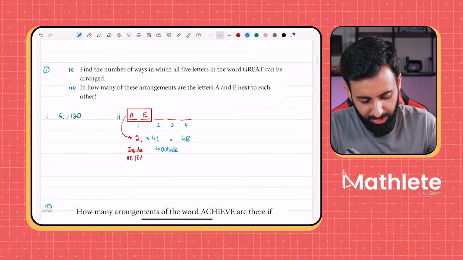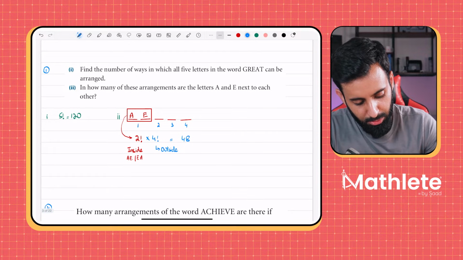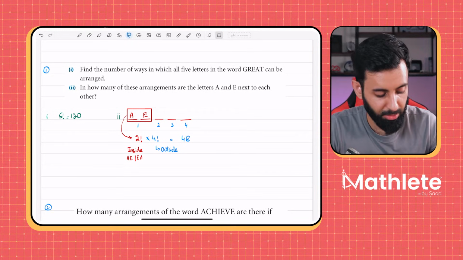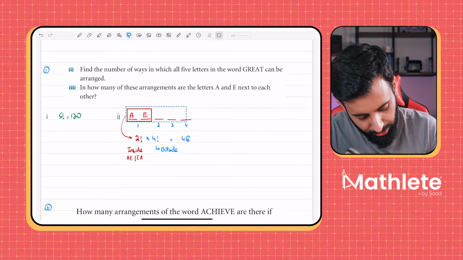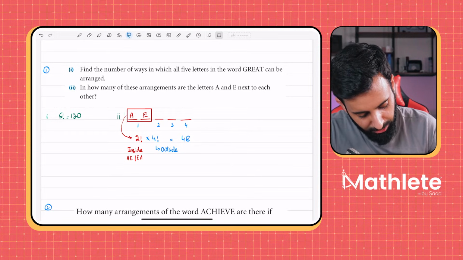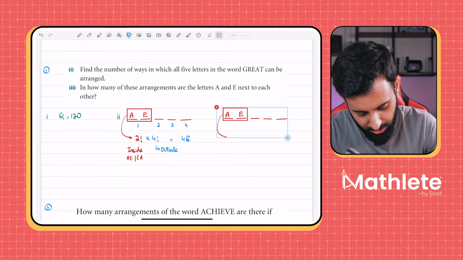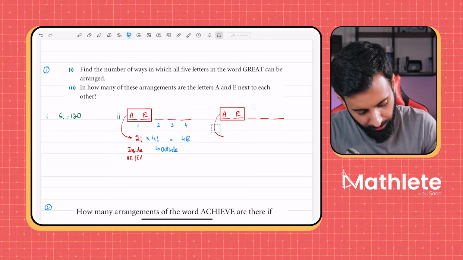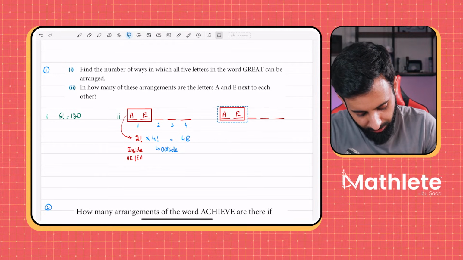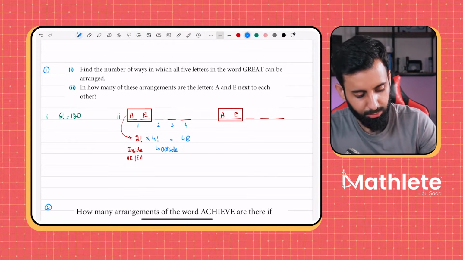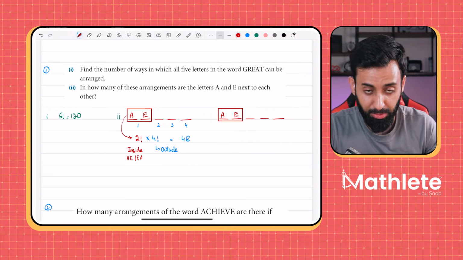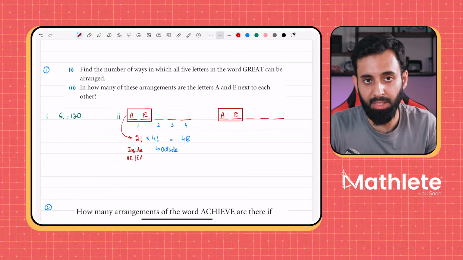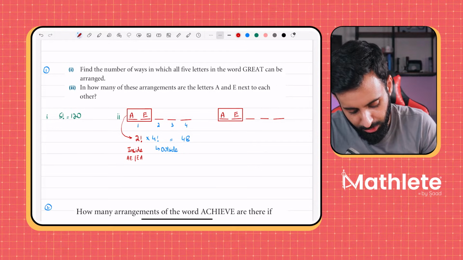Now, before I move on to the next part, there's one thing that I would like you to understand. That is, I'd like you to understand the logic behind this 2 factorial into 4 factorial. So basically, here's what we're doing. Let's duplicate this and bring it here. Now, let's not use the 4 factorial approach. Instead, there's another approach which I would like you to understand, and that will help you understand this 2 factorial into 4 factorial approach.